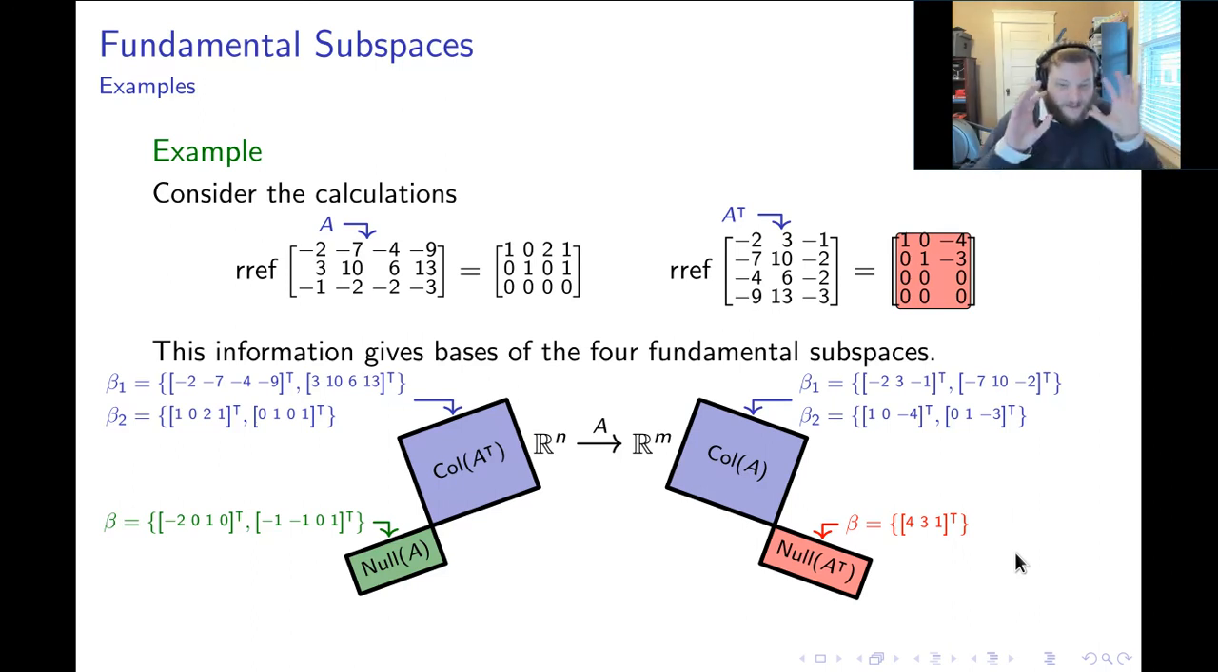So this is all 6 of the bases we've explicitly described for the 4 fundamental subspaces. We got 2 bases for the column space, 2 bases for the row space, 1 basis for the null space, and 1 basis for the left null space. So again, this is a systematic procedure by which we can find bases for all 4 of the fundamental subspaces.